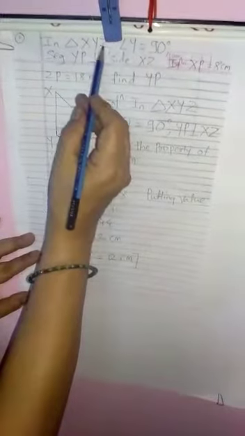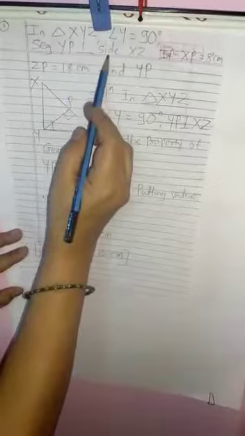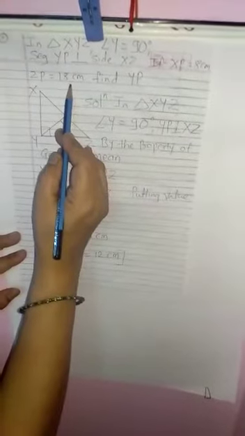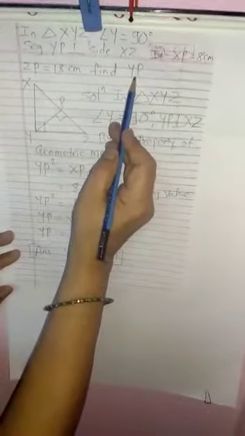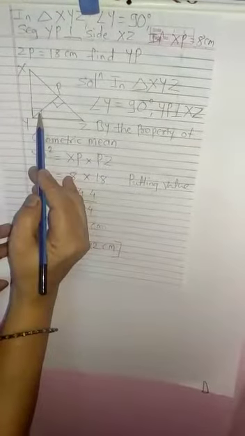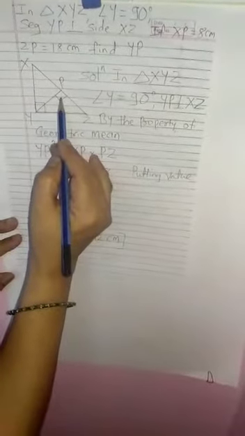In triangle XYZ, angle Y is 90 degrees, segment YP is perpendicular to the side XZ. If XP is 8 cm and ZP is 18 cm, find the value of YP. So here the figure is given: triangle XYZ, angle Y 90 degrees, YP is perpendicular to hypotenuse XZ.